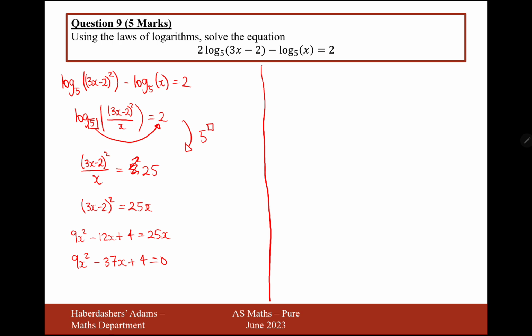Probably reach for the calculator here, or if I can factorize it, can I factorize this one? 9x and x. Yeah, I've spotted that 9 times 4 is 36. Put the 1 on that side. So we get 9x minus 1, x minus 4. So our two solutions here are x equals 1 over 9 and x equals 4.